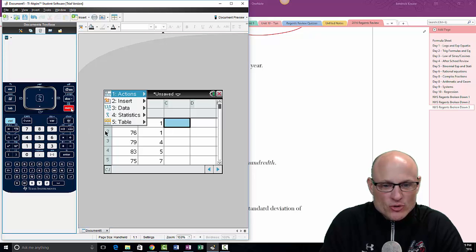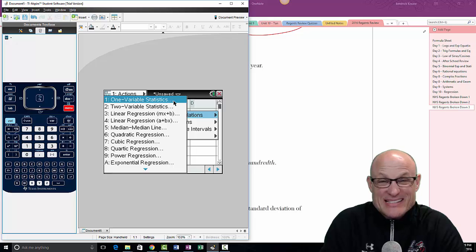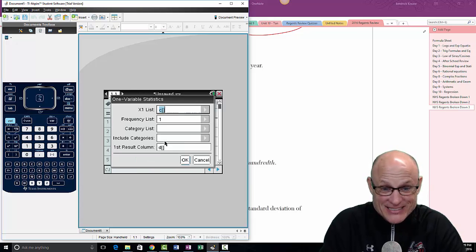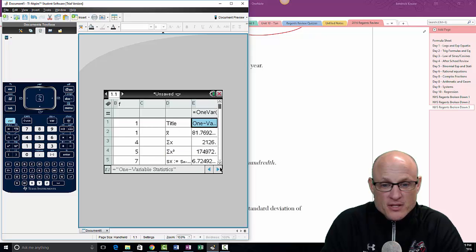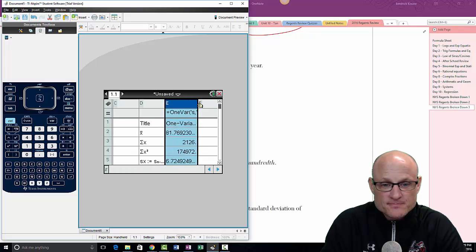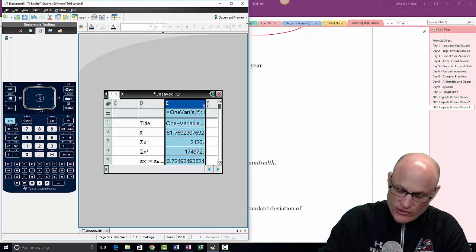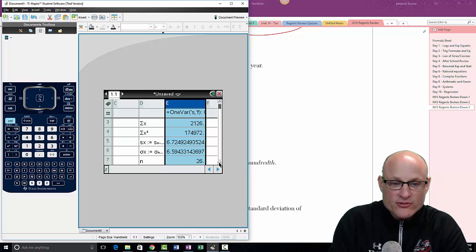We're going to go into menu, statistics, and stat calculations. We still only have one variable. In this case, the variable is test scores. I only have one list. I call my list scores. And then here is my frequency list. And click OK. So the question says, find the population standard deviation of this data. So I've got to come down and find the population standard deviation.